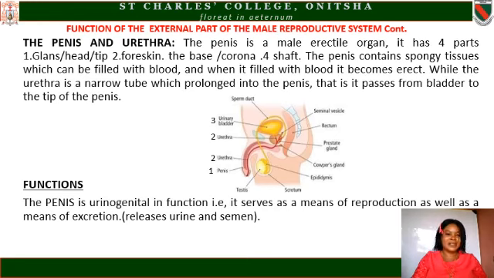Now, the functions. The penis is urogenital in function. That is, it serves as a means of reproduction as well as a means of excretion. What does that mean? It means that the semen and the urine leave the penis through the urethra. But both of them cannot pass at the same time. Why? This is because when the penis is erect, it is difficult to urinate, as the muscular valve closes the bladder. But when the penis is limp, it is not possible to discharge semen.